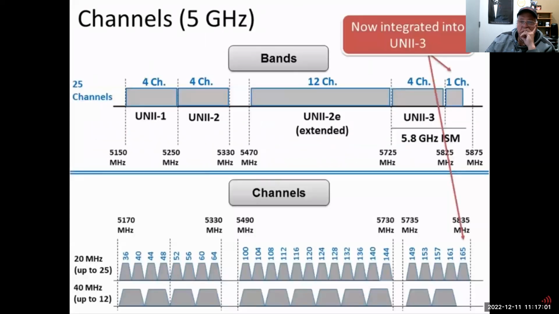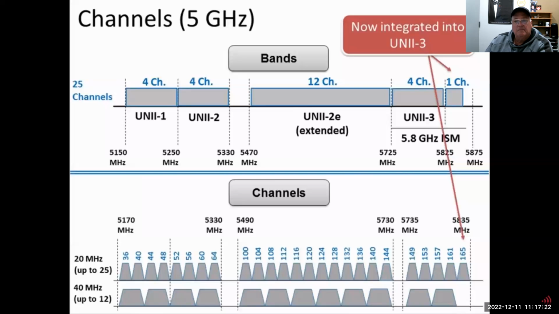Now, when we get to 5 gigahertz, things are much improved. In 5 gigahertz, we have 20 megahertz OFDM channels. We have other channel widths as well. So you can bond two 20 megahertz channels for a 40 megahertz 802.11n or AC channel. You can also have 80 megahertz 802.11 AC channels and 160 megahertz 802.11 AC channels.